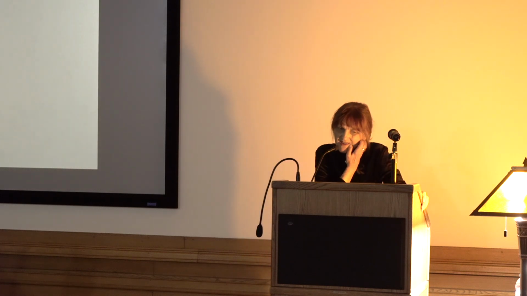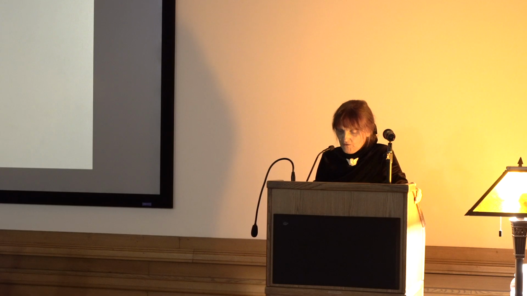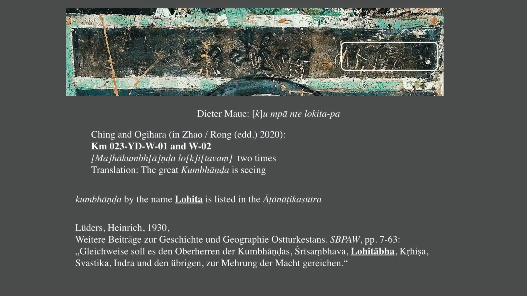Now, this is something which I'm really proud about, that I was able to find important people who helped me to explain who this particular individual is. There is an inscription above, and the inscription tells us, Dr. Dieter Maue, great Tocharologist, could help me. Kumpante lokita pa. Kumpante is nothing else in Tocharian like kumbhanda. Kumbhanda, it's a sort of ghosts belonging to the king of the direction of the south.